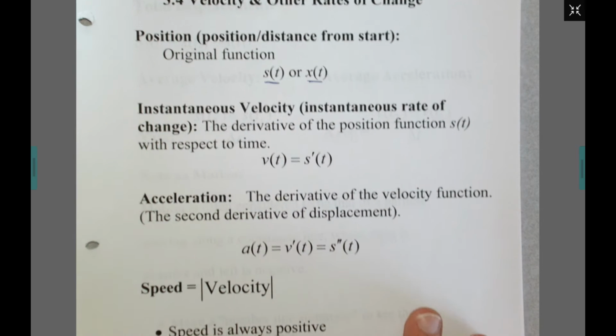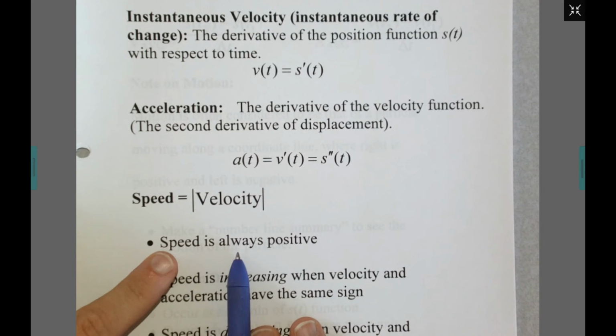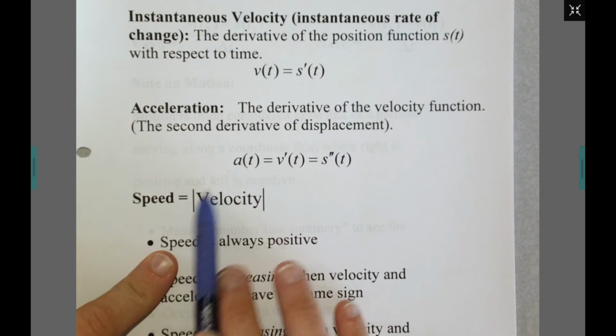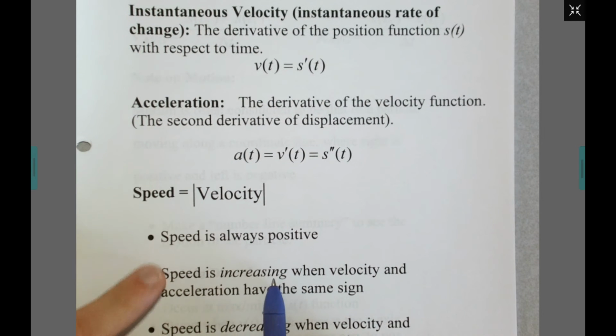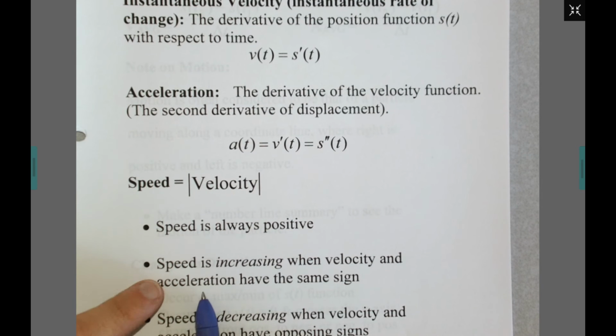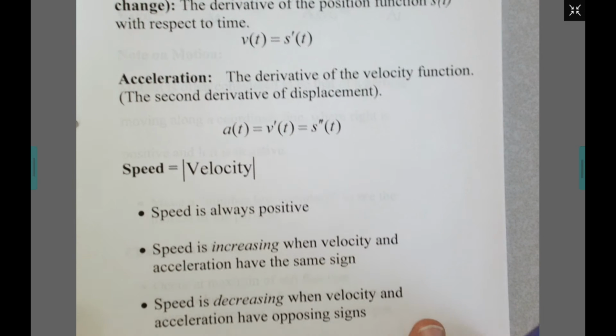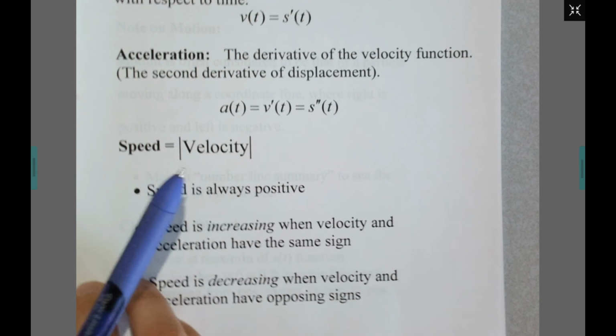From there, we have speed. Speed is the absolute value of velocity. It is always going to be positive. The big thing with speed is that it is always positive. We say it's speeding up when velocity and acceleration have the same sign. So if both velocity and acceleration are positive, we say it's speeding up. If they're both negative, it's speeding up. And the vice versa is true as well. Speed will be decreasing when velocity and acceleration have opposite signs.